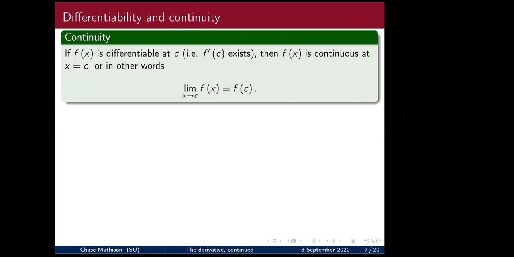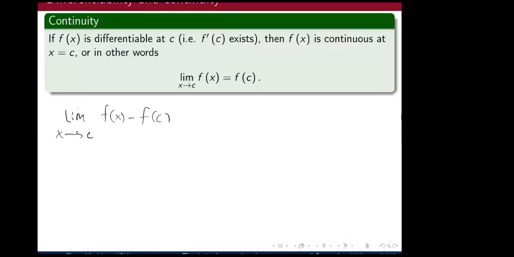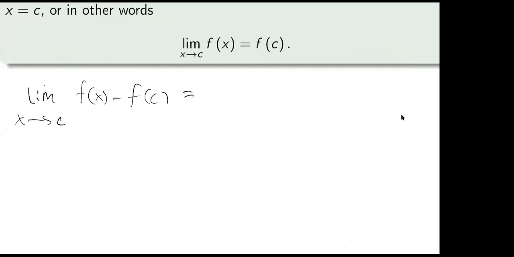Okay? So, how can we prove this? Well, I'm going to prove something a little different, but equivalent. If I can show that the limit as x approaches c of f of x minus f of c is equal to 0, I mean, that's going to be the same thing as proving this, right? Does everybody see that?